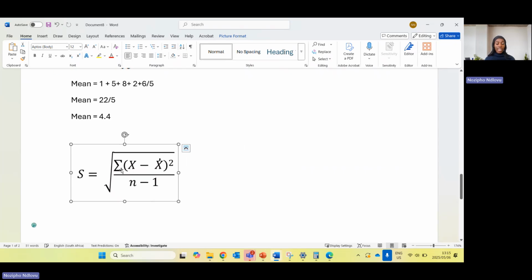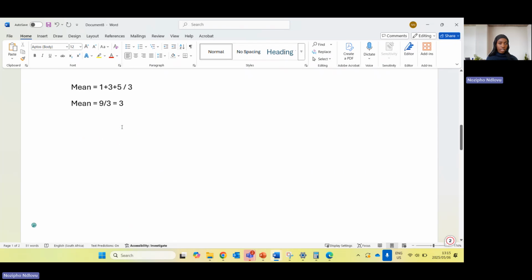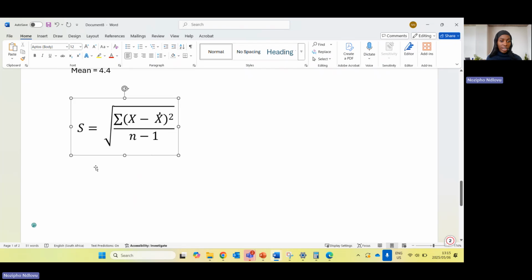Already I've explained that this sign is the sum of. So let's say we are given the same data that we have before, of which is this one. Let's start with the other one because it's 1, 3, and 5. We are given that our data set is 1, 3, and 5, and we are asked to calculate the standard deviation. So how do we go about it? You say S for standard deviation for a sample is the square root of the sum of x values minus the mean, this is the mean, then you square that, divided by n minus 1.